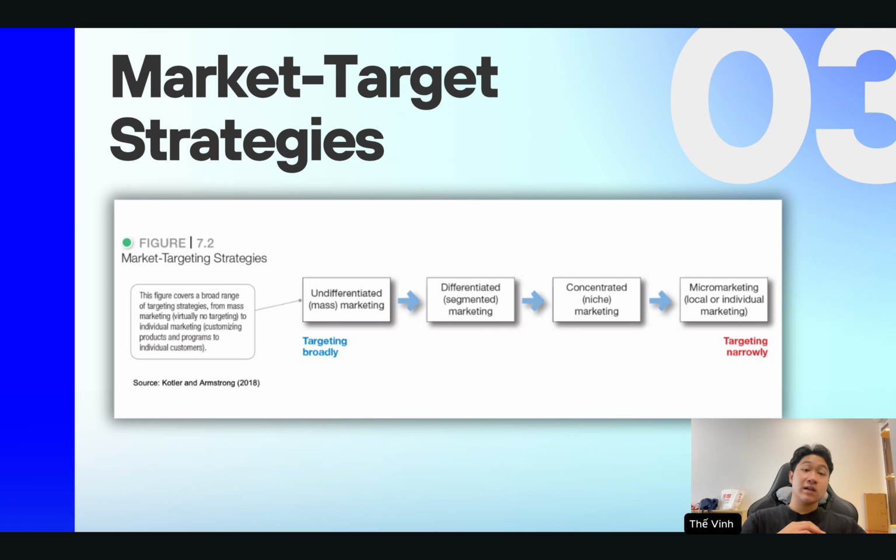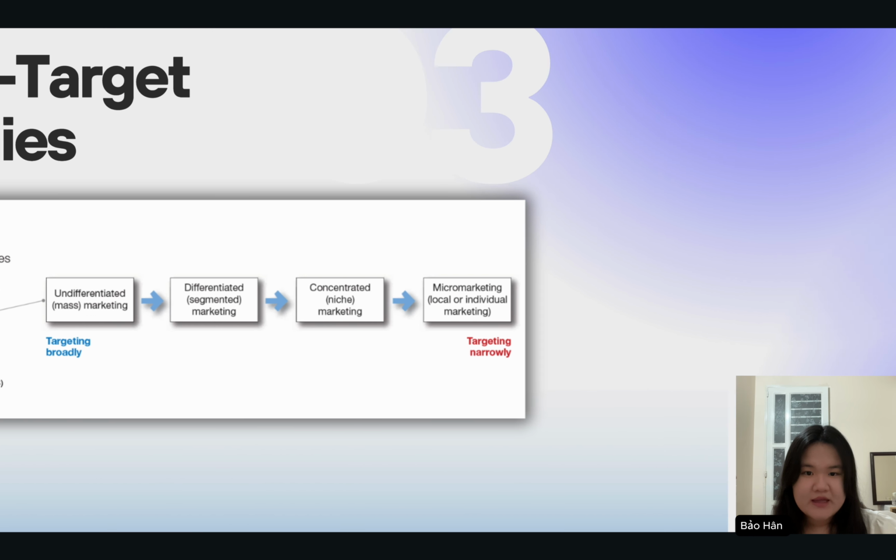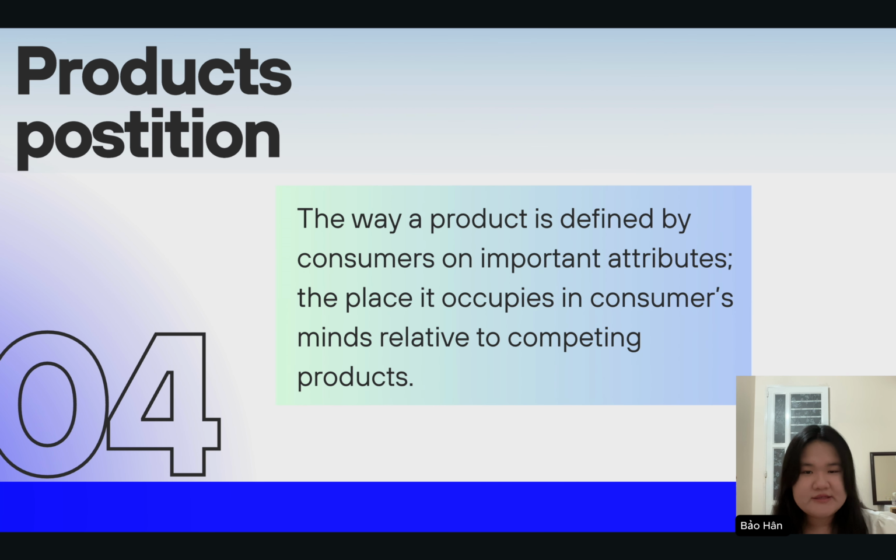The best strategy depends on factors like company resources, product variability, product life cycle, market diversity, and competitor action. In short, effective segmentation and targeting help companies find the right audience, satisfy their needs better, and compete more successfully in the market. And last but not least, we are going to talk about how businesses can differentiate and position their products to achieve the strongest competitive edge.